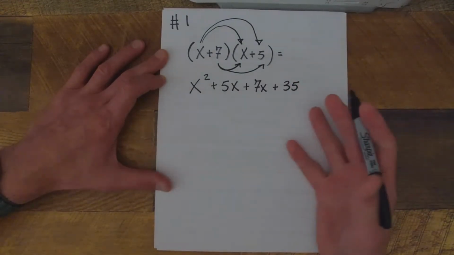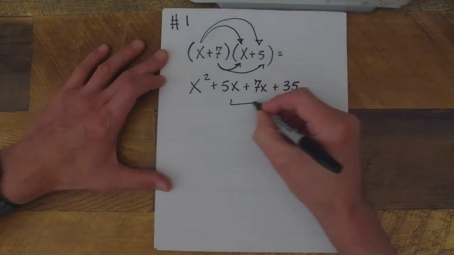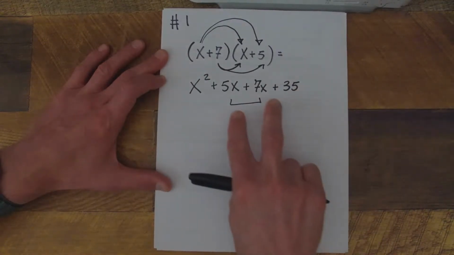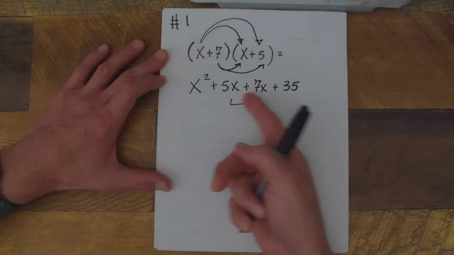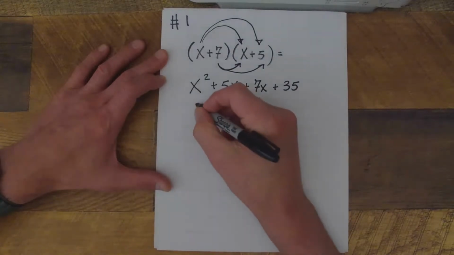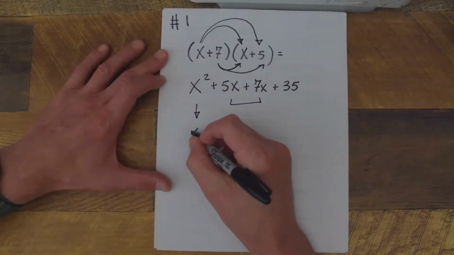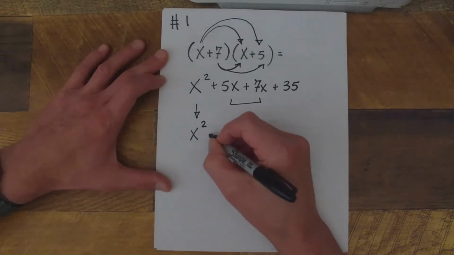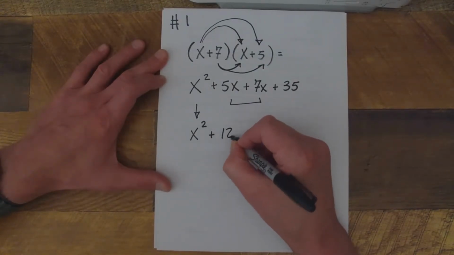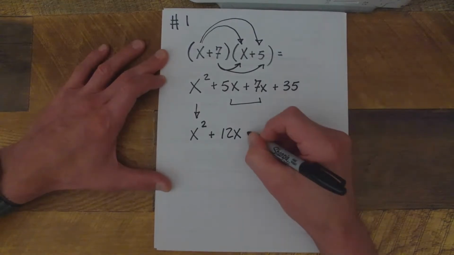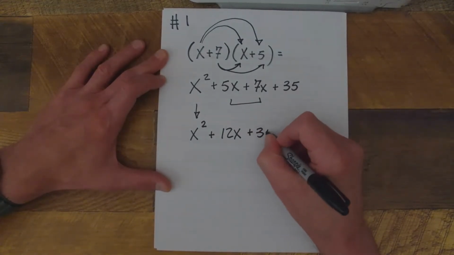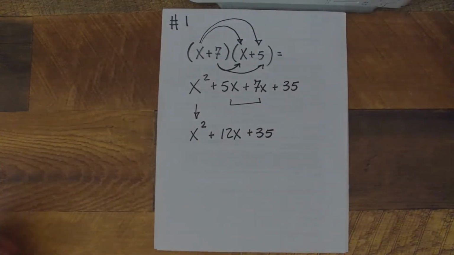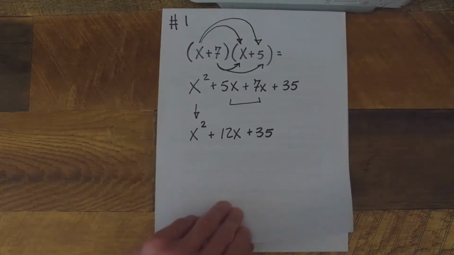Now, if you do it the way that I've done it here, the only like terms that we can combine are right next to each other. They're the terms that have x in common. So x squared is not going to change in this case. It's still going to remain x squared. 5x plus 7x is positive 12x, and then just keep positive 35. And that is your answer to the very first one.